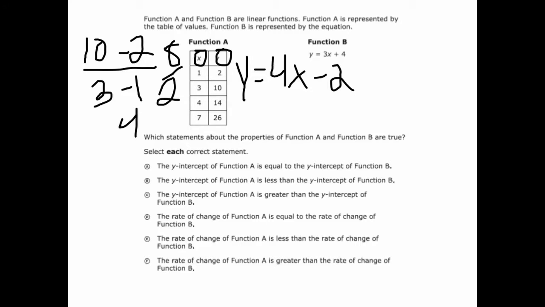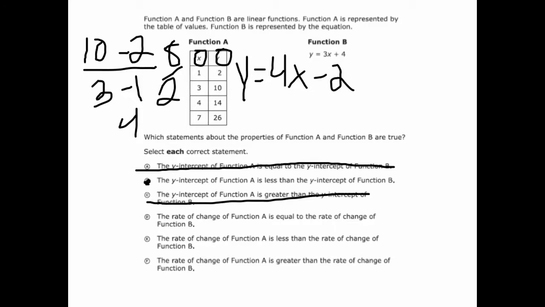The y-intercept of function A is equal to the y-intercept of function B. That is not true because negative 2 and 4 are not the same thing. The y-intercept of function A is less than the y-intercept of function B. That one is true. Negative 2 is in fact less than 4. The y-intercept of function A is greater than the y-intercept of function B. Nope, we just determined it was less.